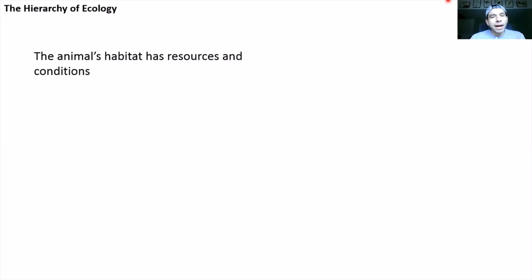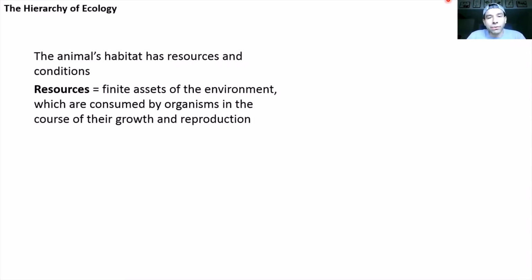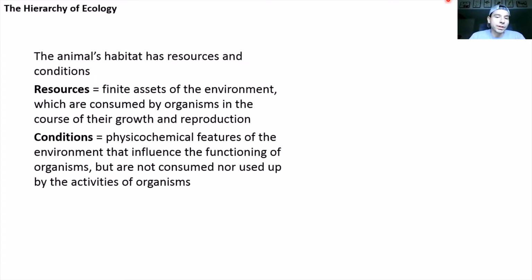Now let's continue talking about habitat because habitat is defined by the resources and conditions that are there for the animal in question. And we can define resources as finite assets of the environment which are consumed by organisms in the course of their reproduction, in contrast to conditions which are physico-chemical features of the environment that influence the functioning of organisms but are not consumed nor used up by the activities of organisms.